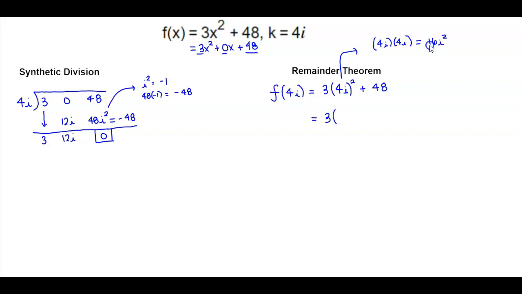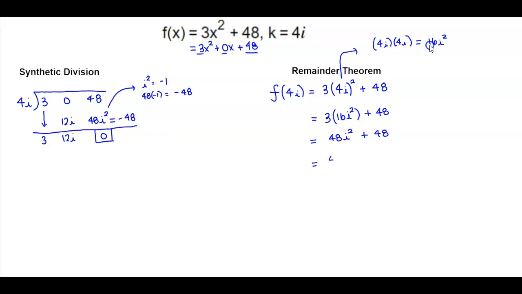So we're going to have 3 times 16i squared, and that's plus 48. Okay, now we're going to multiply 3 times 16i squared. 3 times 16i squared is going to be 48i squared plus 48.